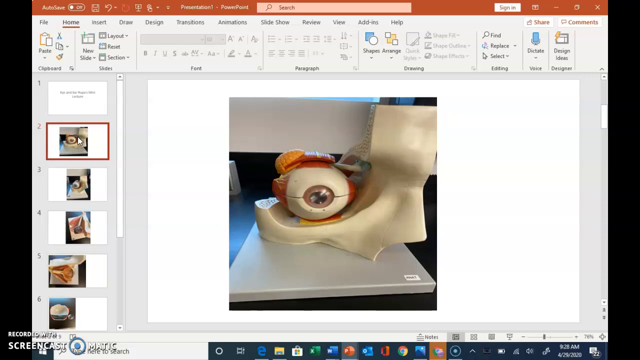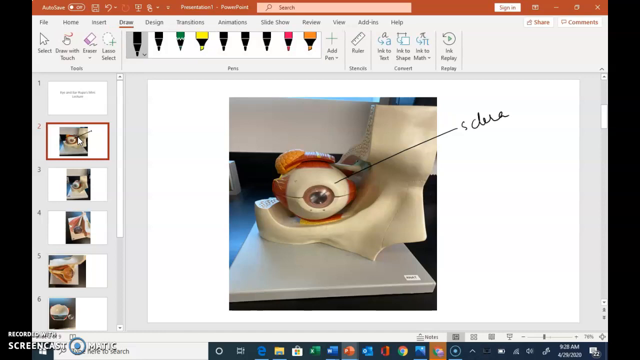Okay, so if you look at this model, we do see the eyeball in the orbit, and then obviously we do see the extrinsic eye muscles, which you have already done in the muscle unit. So what other structures do we see? Well, the outermost layer is the white of the eye, and the white of the eye is called the sclera. Anteriorly, you see a transparent plastic shiny layer. I'm not talking about the pink or the black. I'm just talking about the plastic shiny layer. That's the cornea. Cornea and sclera together make the fibrous tunic.